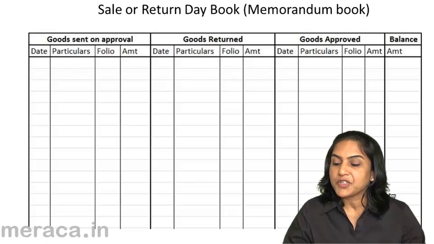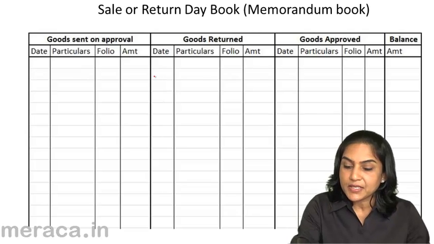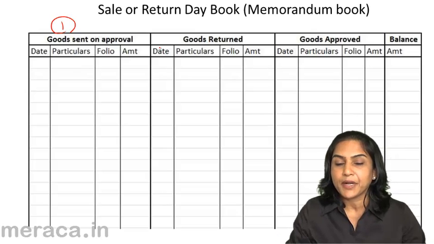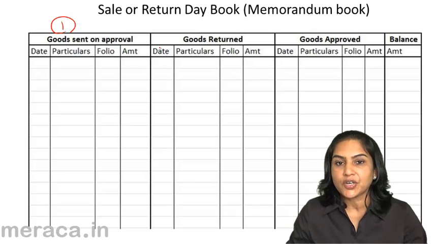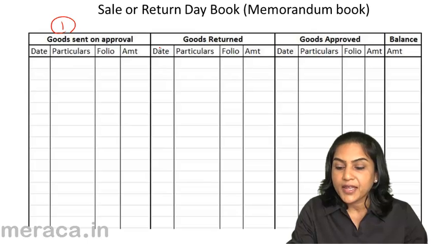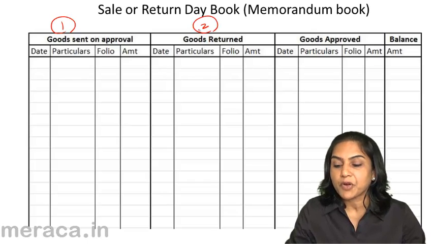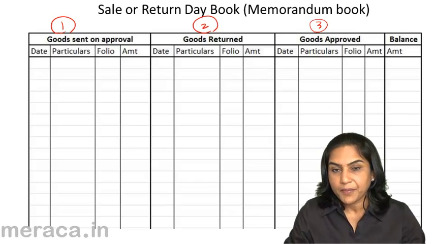The format of the sale or return book is as below. We have 4 broad columns. The first one being goods sent on approval basis, with 4 sub-columns: date, particulars, folio, and amount. Whenever goods are sent on approval, they are first recorded in this column. When goods are returned, they are recorded in the second column, again which has 4 sub-columns: date, particulars, folio, and amount. When goods are approved, they are recorded in column 3.